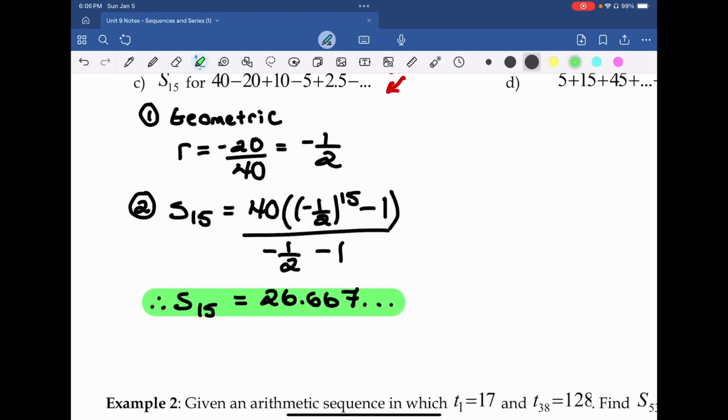Depending on the accuracy we're looking for, we could round this to a tenth, a hundredth, a thousandth, really doesn't matter. But because it's a sum, I try to hold on to as many decimals as I can, especially when they don't say round to something specific.